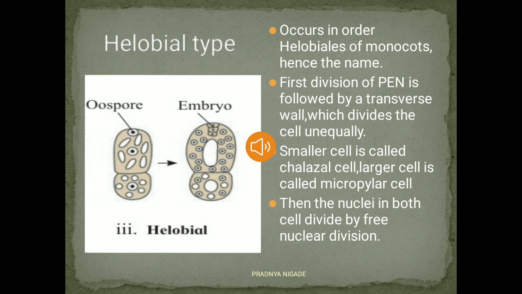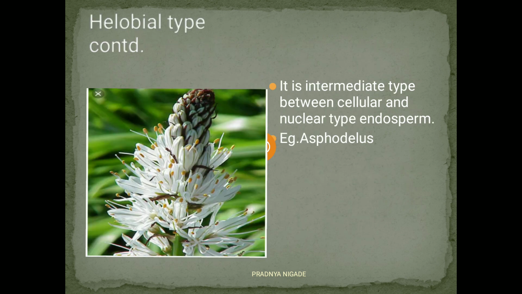After that, nuclei in both the cells divide by free nuclear divisions, and then a wall develops between the nuclei in the micropylar chamber. Thus, it is an intermediate type which is common in the Helobiae series of monocots. The plant example is Asphodelus.